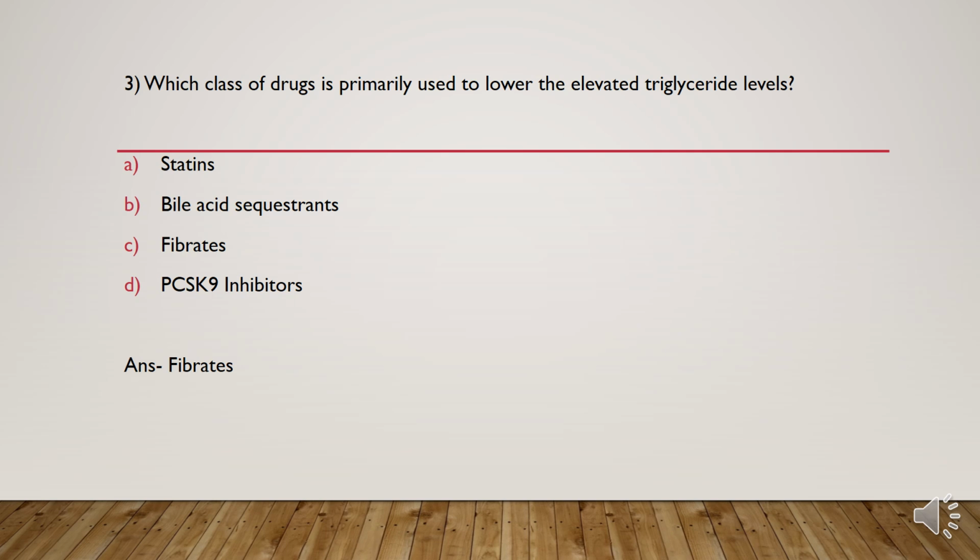Third question: which class of drug is primarily used to lower the elevated triglyceride levels? Options are statins, bile acid sequestrants, fibrates, PCSK9 inhibitors. So the answer is fibrates, because examples like fenofibrate and gemfibrozil are the drugs of choice for high triglycerides. These activate PPAR alpha, which increases the activity of lipoprotein lipase, which breaks down the triglyceride-rich lipoproteins like VLDL.